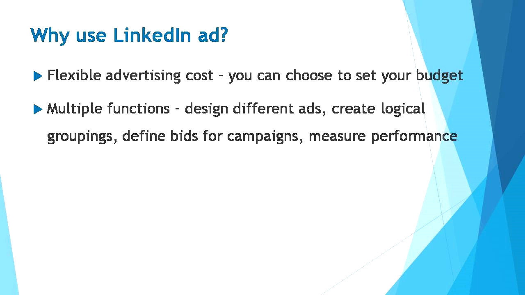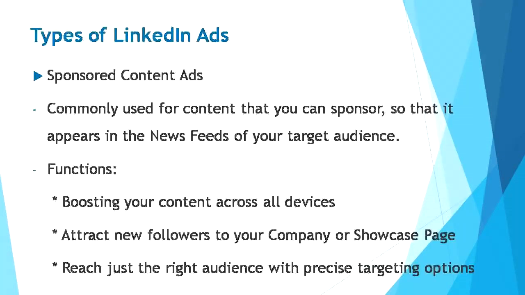So what's the difference between these two ads? Sponsored content ads is commonly used for content that you can sponsor so that it appears in the newsfeed of your targeted audience. It's similar to newsfeed updates on Facebook. Sponsored content ad has the flexibility of boosting your content across all devices. It gets your message out on desktop, tablet, and mobile. Its advertising mechanism works by attracting new followers to your company or showcase page to reach just the right audience with precise targeting options.